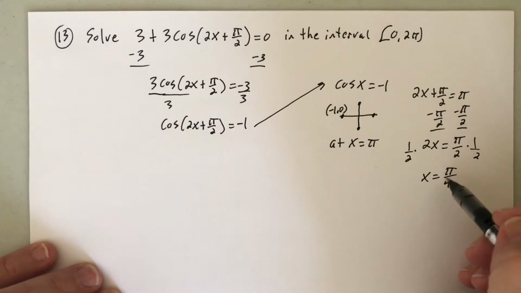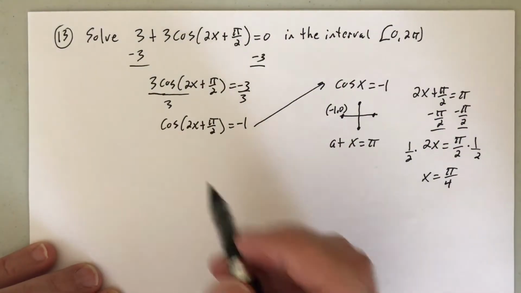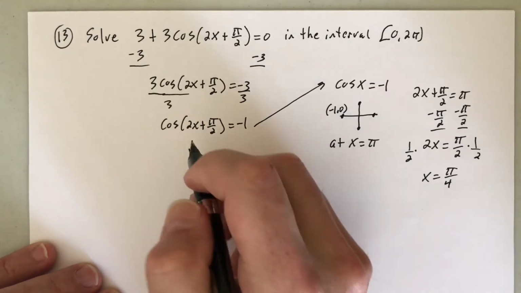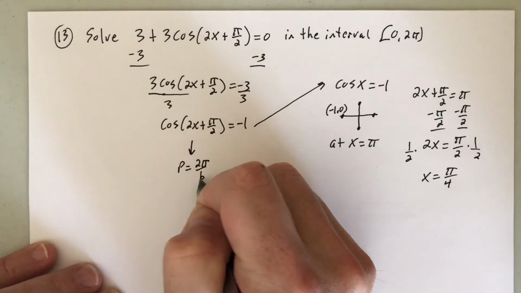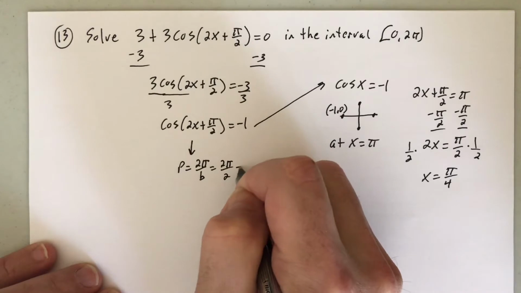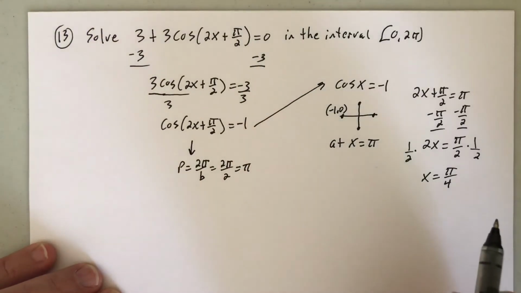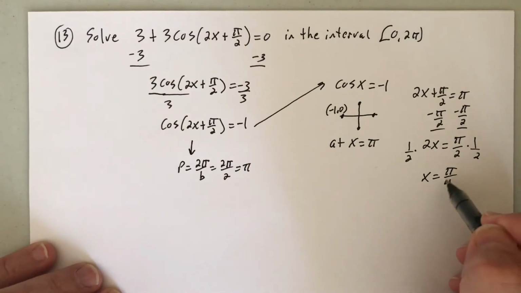So this right here gives me the answer within one cycle of whatever this period is. Well, what is the actual period? So here, go back, the period for cosine is 2 pi over b, and that's going to be equal to 2 pi over 2, which is equal to pi. So all we need to do then is add pi to this answer here, and then that will give us all of the solutions that we need.